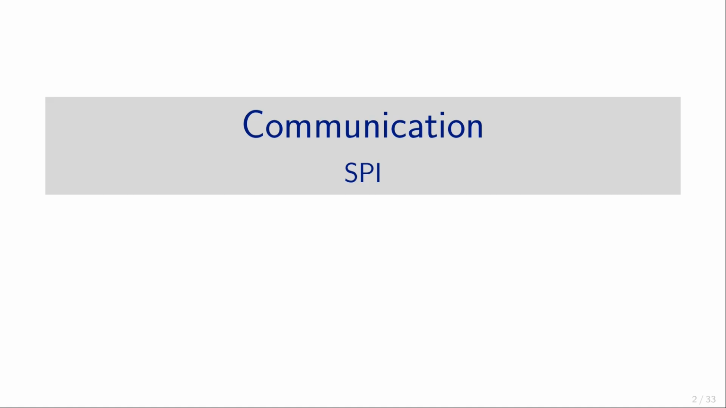Hello and welcome back. In this chapter, we are going to talk about the Serial Peripheral Interface, or SPI in short. We will see that it is not as serial as the name suggests, at least sometimes. And we see what the advantages and disadvantages are compared to UART and I2C that we had before.